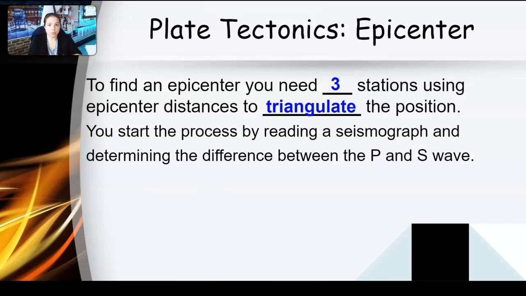So for us, you are going to start the process by reading a seismograph. Remember, that comes off of the seismometer, which is bolted to bedrock. And when the rock moves, the little lines move on the seismograph. And then you determine the difference. We want the difference between the P and the S wave, the times when they arrive.